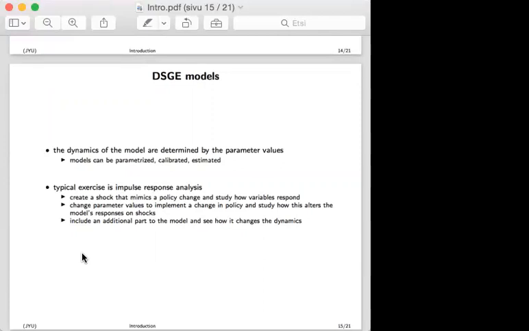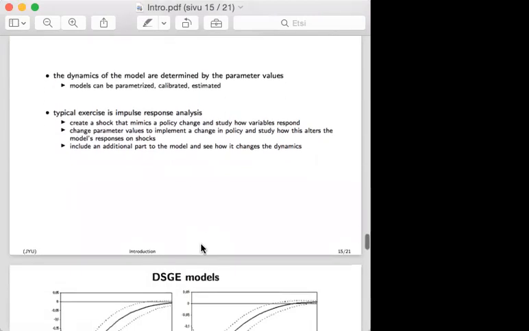A typical exercise is to run so-called impulse response analysis, where we hit the model with some shock and then see how other variables respond. This can be a policy shock, for example, a monetary policy shock, or it can be some other shock, for example, a demand shock. Then we can change the policy rule, for example, the monetary policy rule, and see how the model responds then under this different rule to a shock. Or then we can include something else in the model and see how this changes the dynamics.